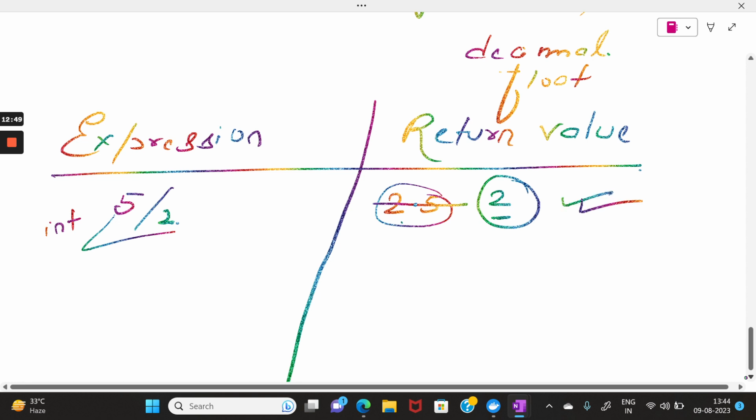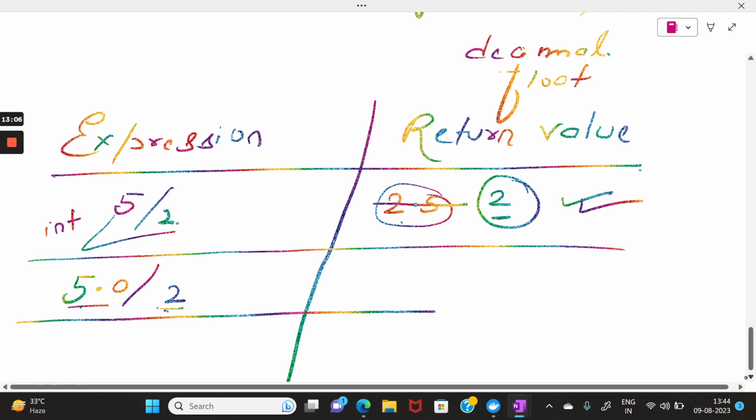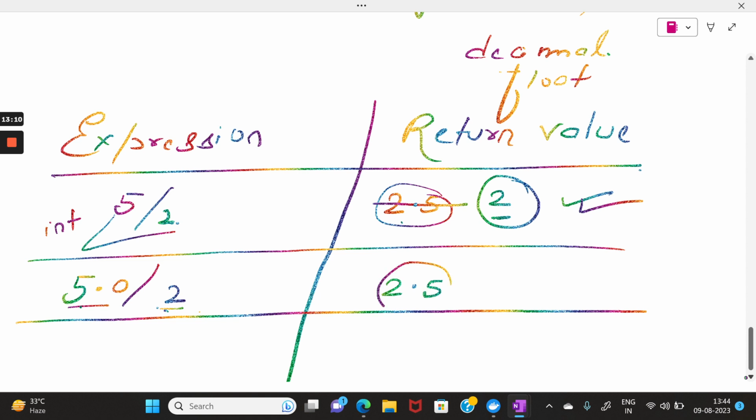Okay, so this will be the return value. But if you do 5.20 divided by 2, this is a decimal and this is an integer. This is a floating value and this is an integer value. So the computer understands that we are going to divide a float value by an integer, so it is going to give us 2.5.